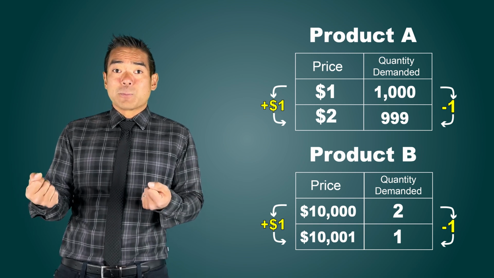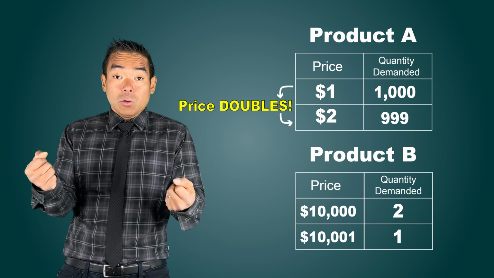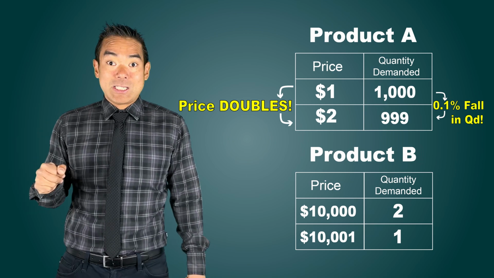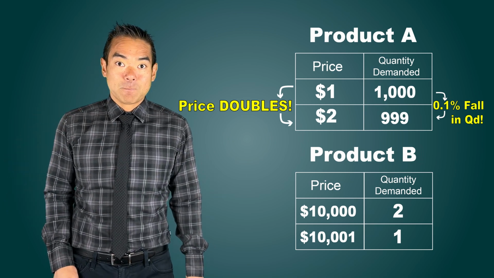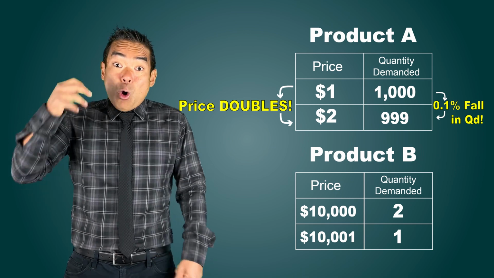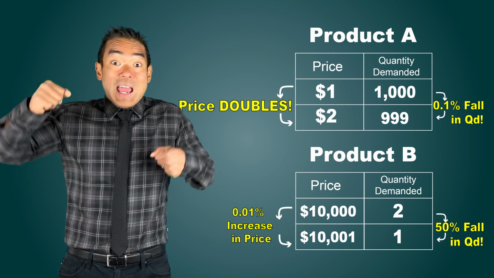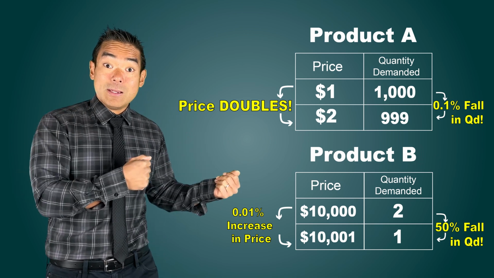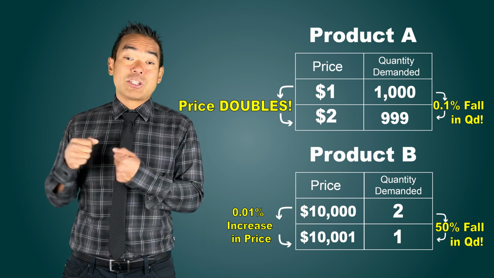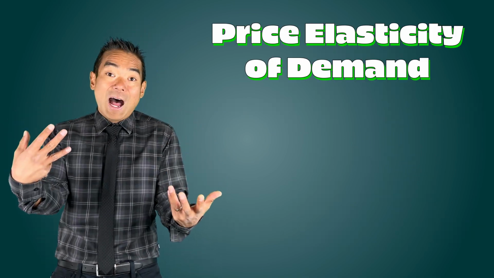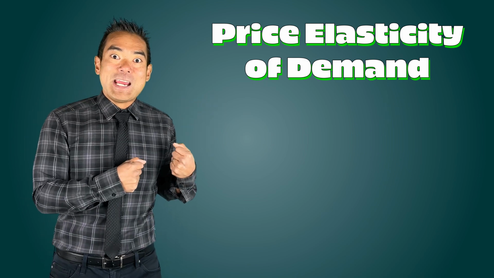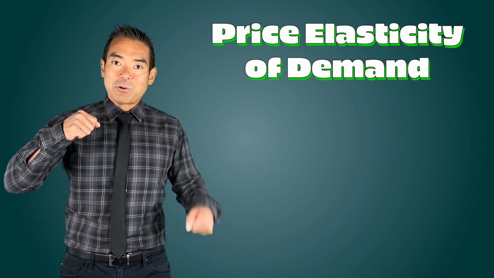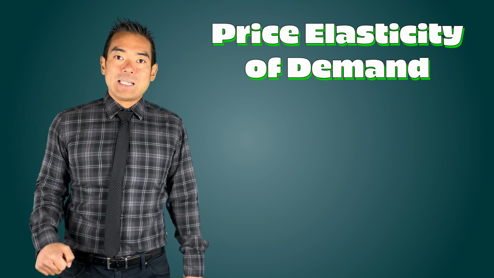Definitely not, right? Product A's price doubled, but only 1/1000th of all of the people who were originally buying the product decided that that price increase was enough to get them to stop buying the product. Product B's price increased by 1/100th of 1%, and they lost half of their customers as a result. Clearly, the consumers in the market for product B are much more sensitive to changes in price than the consumers in the market for product A. So this is why it's important that we focus on the percentage change and not just the change in pure dollars and unit value.